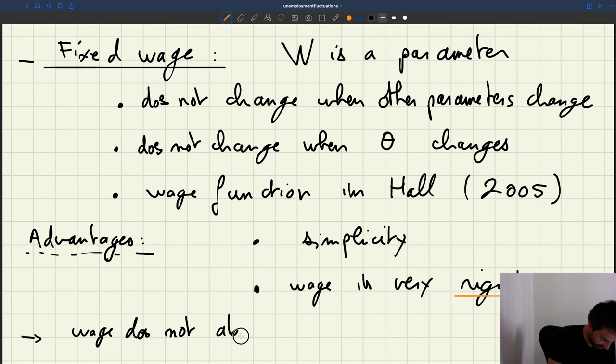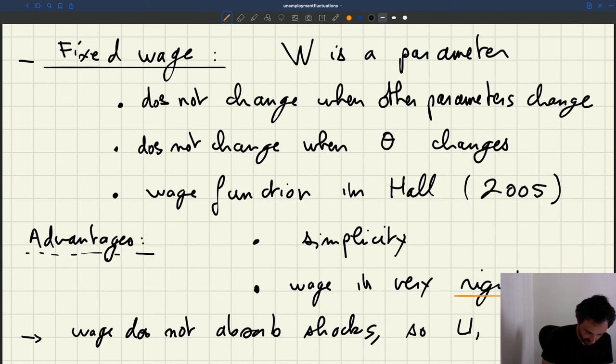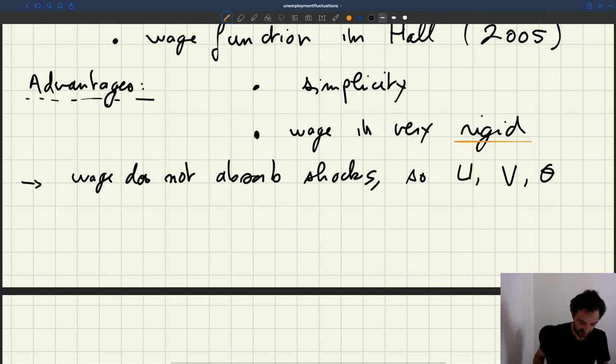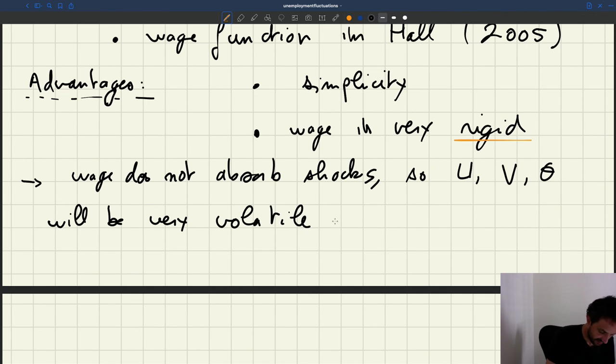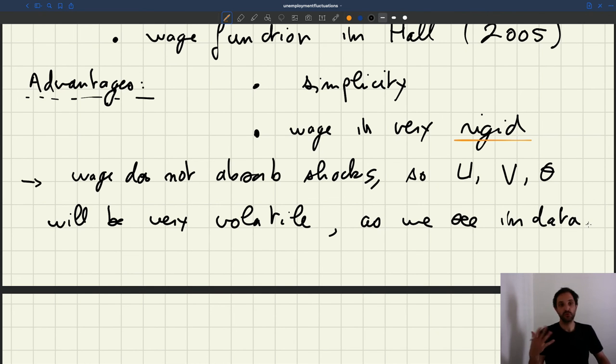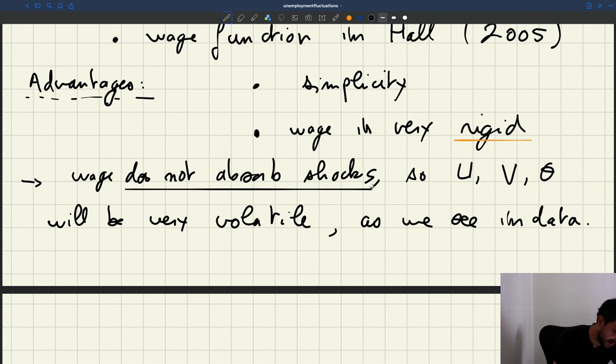So the wedge is not going to absorb. And as a result, unemployment, vacancy, tightness, they'll be very volatile, as we see in the data. So, because what we have in mind is to try to mimic what we see on the labor market, where we see that unemployment, vacancies, tightness are moving a lot around the business cycle, having a wedge that's very rigid, that does not absorb shocks, it's going to be a useful feature. And in fact, it's for that reason that Bob Hall, in his 2005 paper, introduced that wedge function.